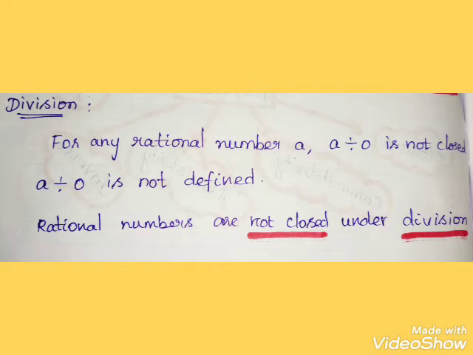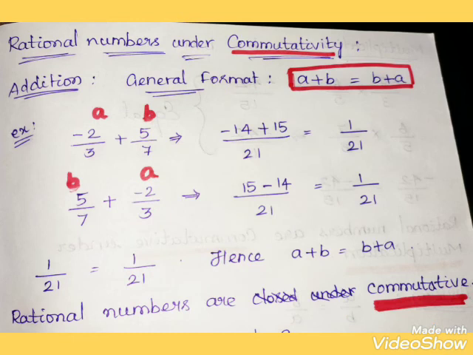Next, division. For any rational number a, we are taking a rational number as a divided by 0. It is not defined. Any number divided by 0 is not defined. We cannot define that particular number. So rational numbers are not closed under division. For example, 5 by 0 is not defined, 3 by 0 is not defined, right? So rational numbers are not closed under division. Closure property is over. Next is commutativity.